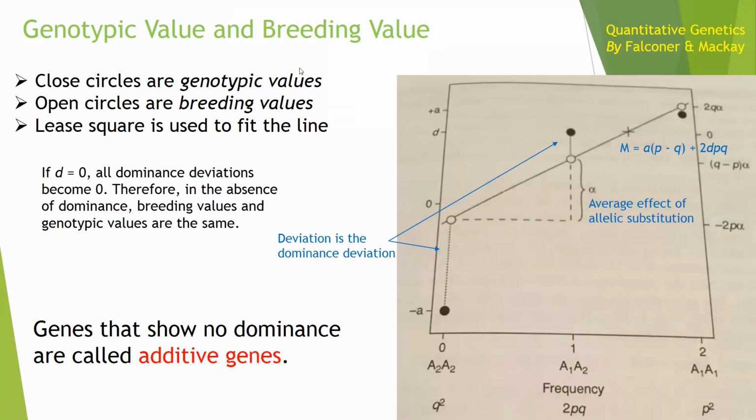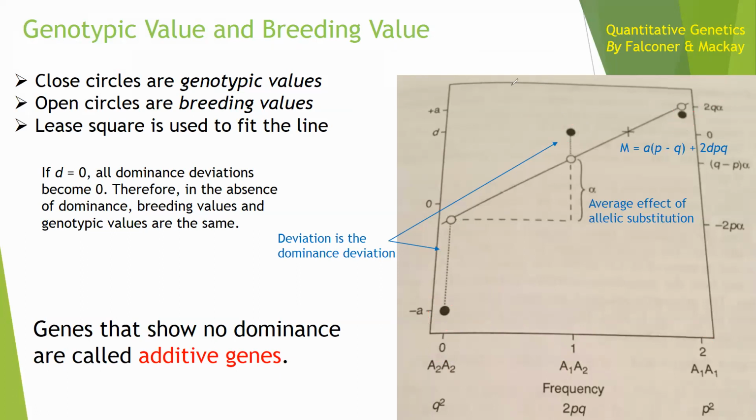All right. So here, suppose we're talking about a single locus, and this locus has three genotypes: A1A1, A1A2, and A2A2. And this is what we observed. The solid black circles represent the observed genotypic values, which are 522, 512, and 511.